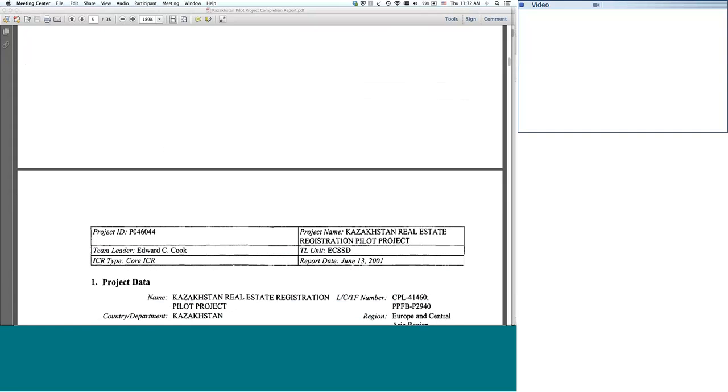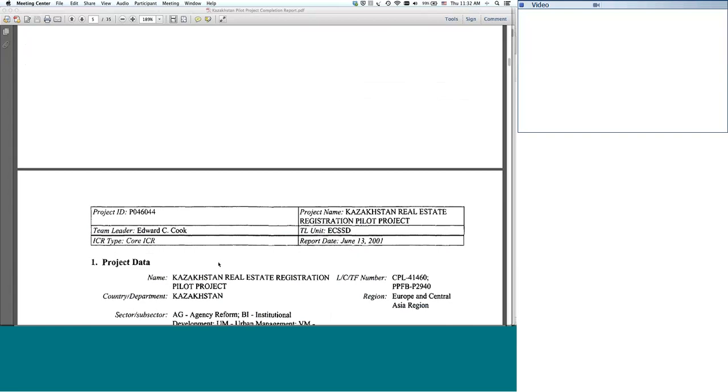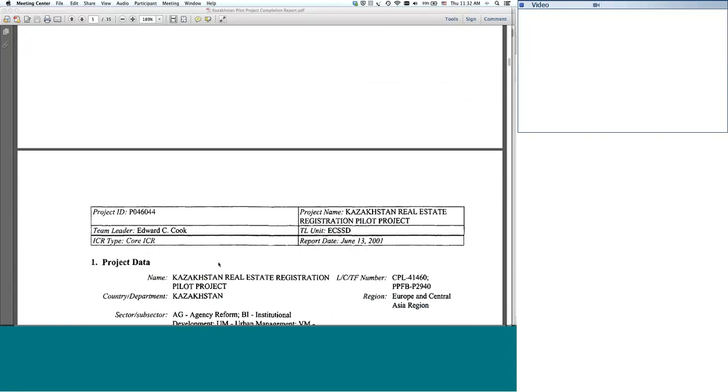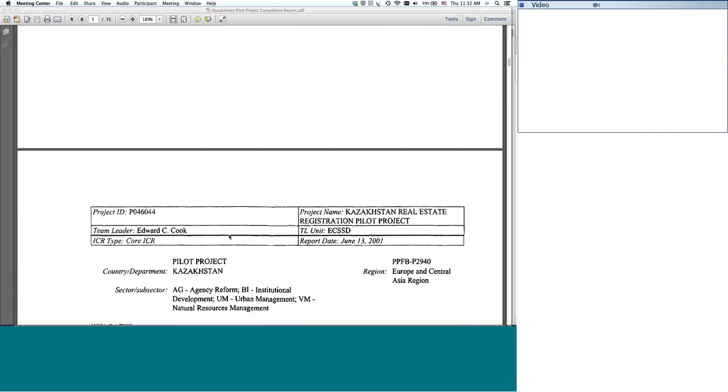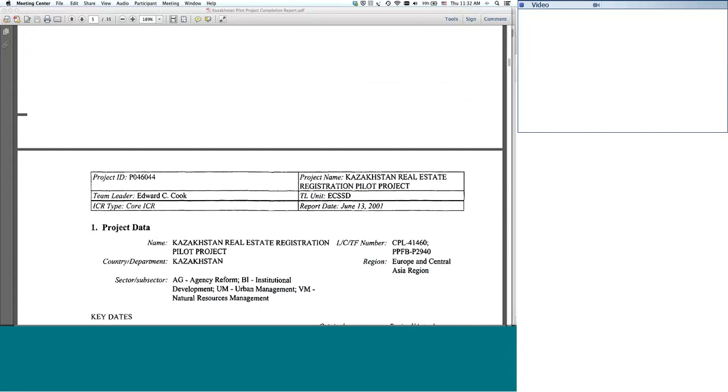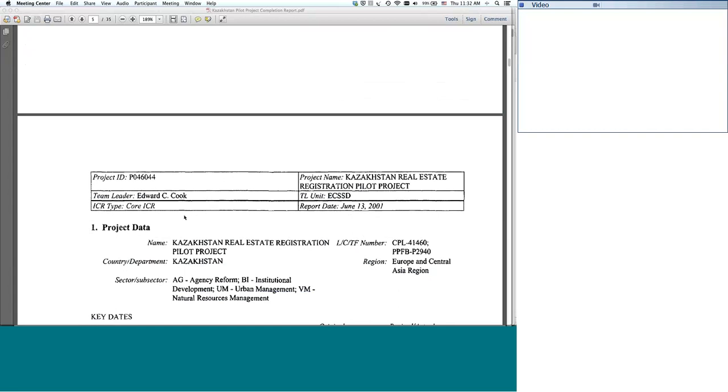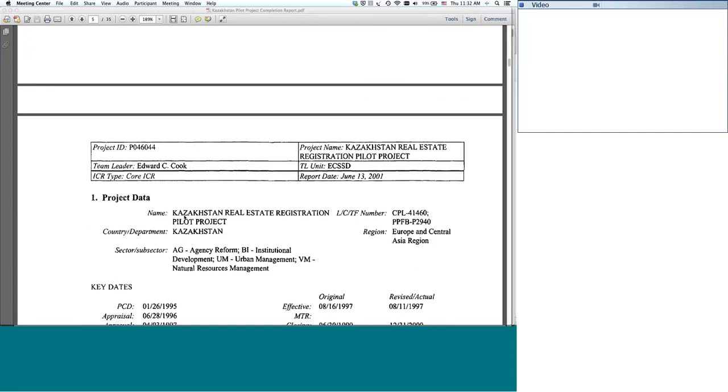So the project was appraised in '96. This was pretty much at the same time our conference was on, and approved in early '97, and that's when I started working on the project. And so it closed in '99. And so this is the report on the outcome of the pilot project.